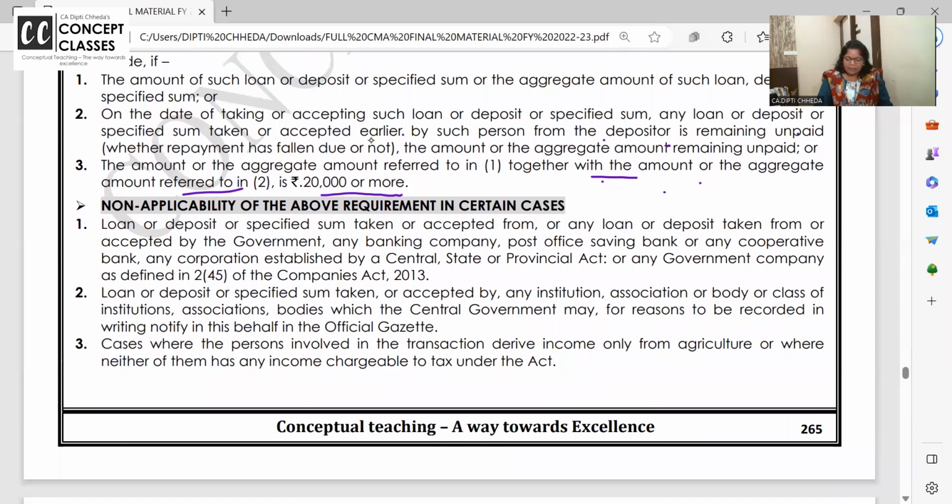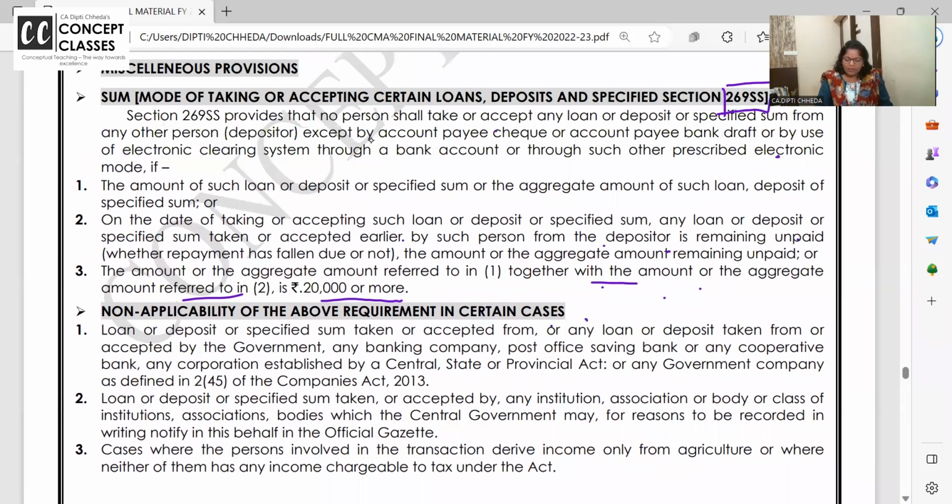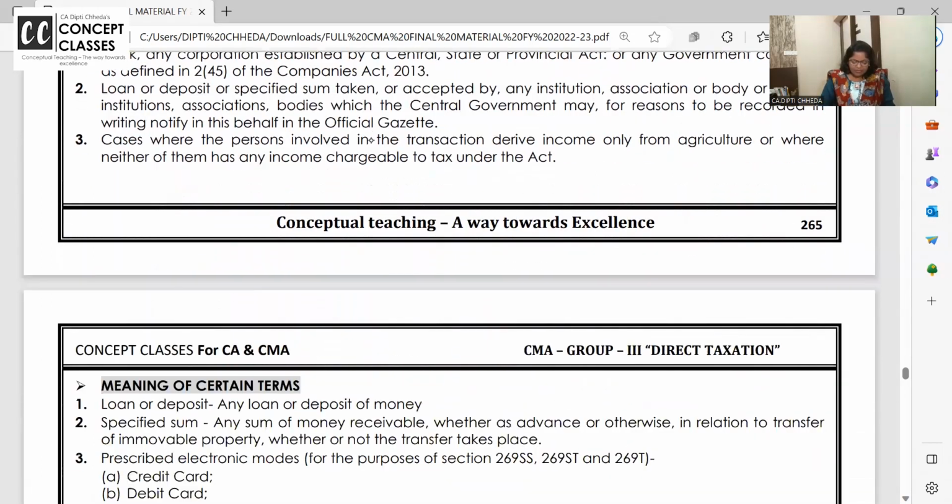Non-applicability of the above requirement in certain cases. Loan or deposit or specified sum taken or accepted. Now, this 20,000 limit: you cannot take a loan, and you cannot even take a deposit, in case of purchase or sale of a house. मैंने किसी को घर बेचा, तो I want to take the token amount above 20,000, that also I cannot take in cash. So some definitions are given.